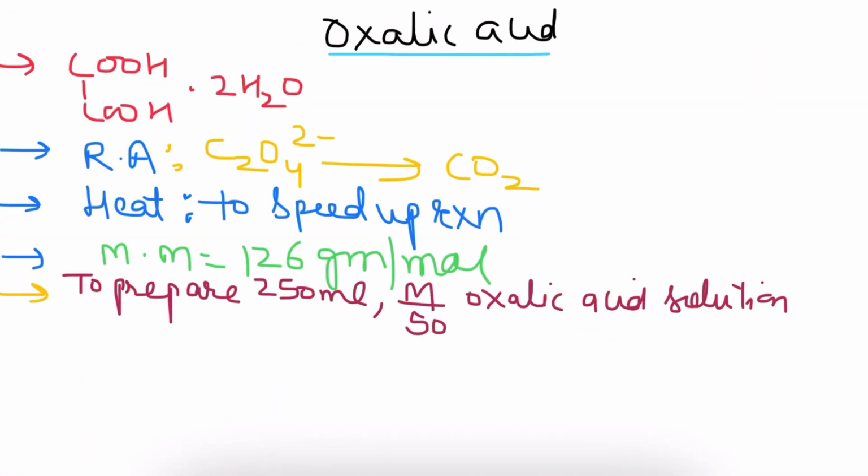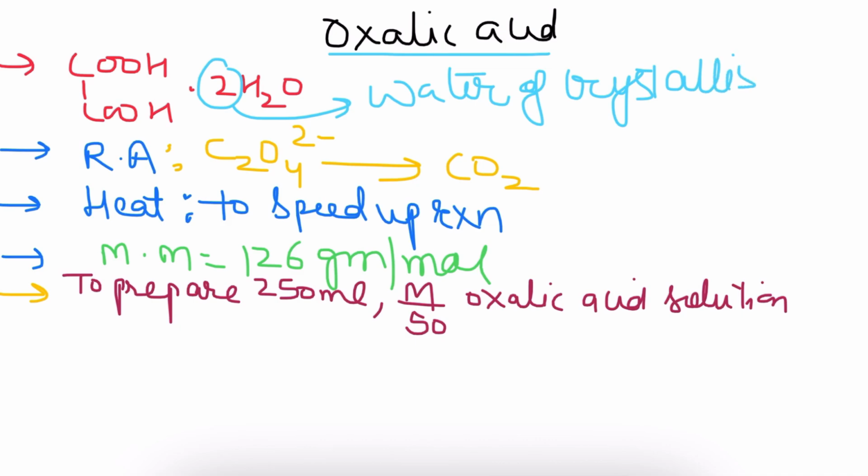Oxalic acid, its formula is (COOH)2·2H2O, with 2 water molecules of crystallization. It acts as a reducing agent in a redox titration of KMnO4 with oxalic acid. So the oxalate changes to carbon dioxide here. In this case, we heat the reaction mixture to speed up the reaction. Rise in temperature speeds up the reaction because temperature is directly proportional to the kinetic energy.